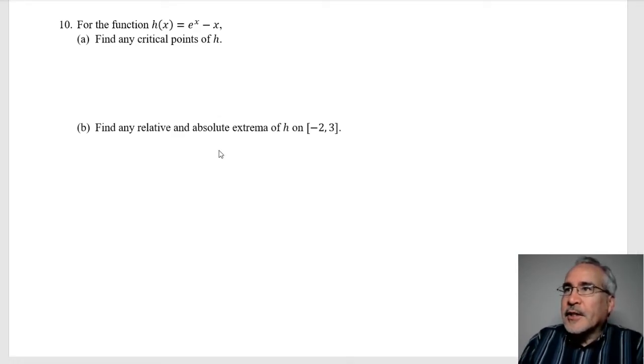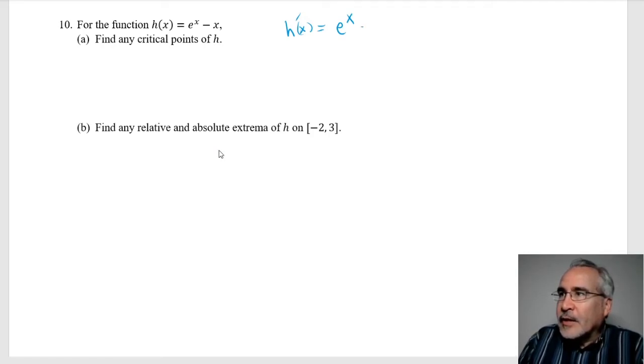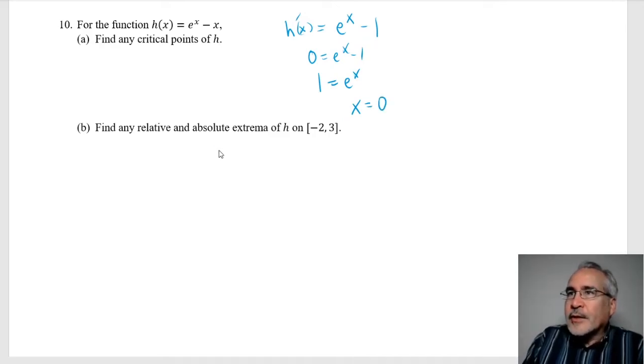So this function, what we could do again, we could take the derivative, and let's just do that. Derivative of e to the x is e to the x. Derivative of -x is just -1. Okay, so critical points, we set this equal to 0. Add 1 to both sides, you get 1 equals e to the x. Well, that happens whenever x is 0. So if you put in 0 for an exponent, anything to the 0 power is 1. So yes, at x equals 0, we get a critical point.